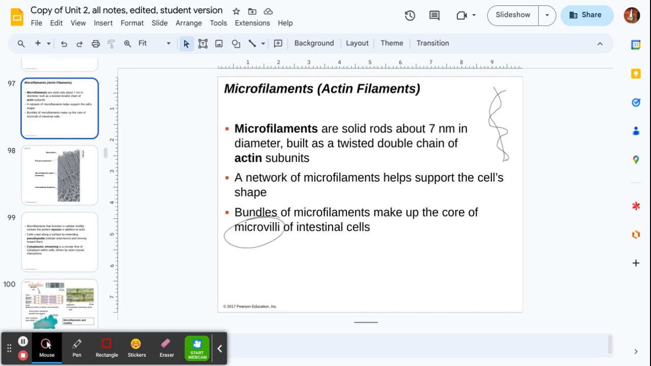Unlike the cilia, the jobs of these little hairs are not going to be for movement, but they are going to be for surface area extension. So the more microvilli you have, the greater the surface area you will have as a result.